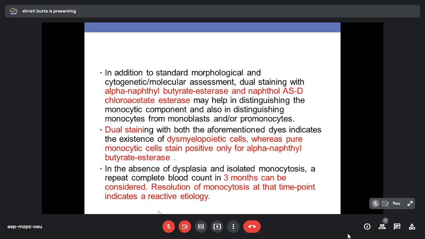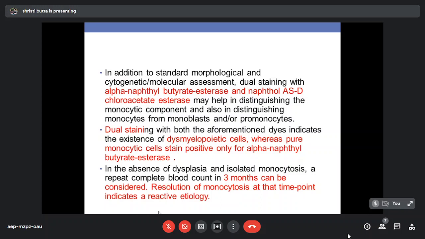In addition, pathologically thinking, we can use some cytogenetic molecular markers. We can do some dual staining with alpha naphthyl butyrate esterase and naphthol ASD chloroacetate esterase. That is the CAE. It may be helpful in distinguishing the monocytic component from the monoblastic or the pro-monocytic component. If we have a dual staining, remember it's dysmyelopoietic, whereas a pure staining of the monocytic cells with only alpha naphthyl butyrate esterase is typically monocytic.